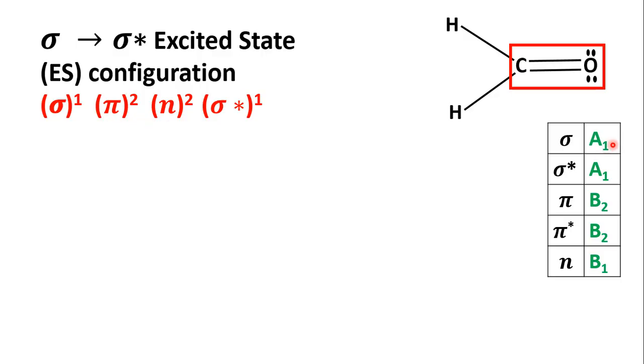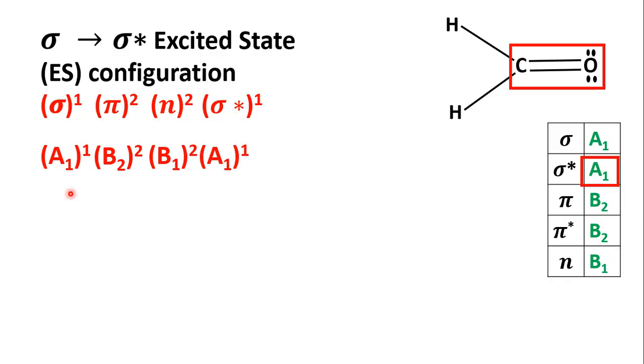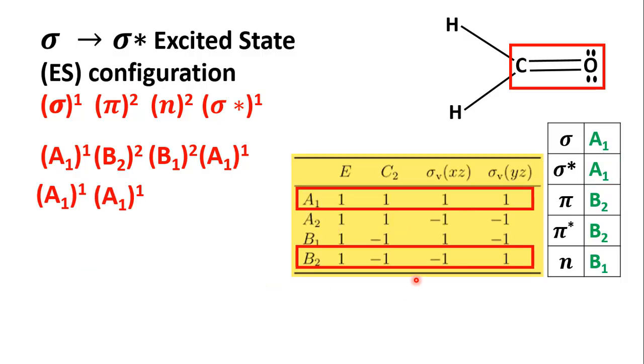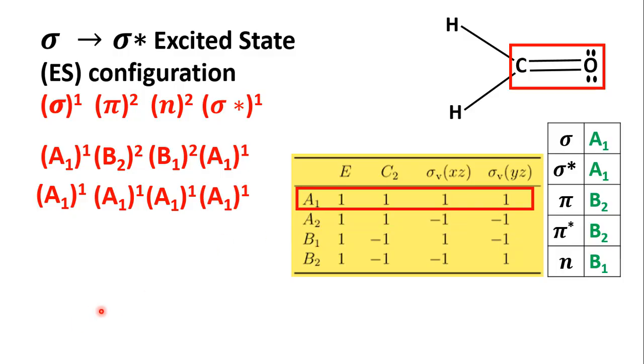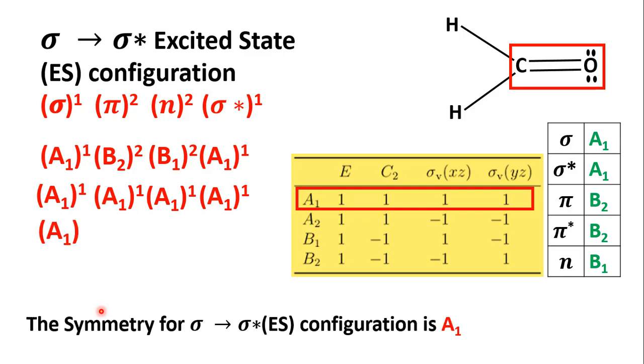The symmetry of sigma is A1. Symmetry of pi is B2. Symmetry of the non-bonding molecular orbital is B1. Symmetry of the anti-bonding sigma molecular orbital is A1. A1 is all positive. B2 squared, if you square this B2, becomes all positive, A1. B1 squared, if you square all these characters, it becomes all positive and becomes A1. And so overall, the symmetry of the sigma to sigma star excited state configuration is A1.